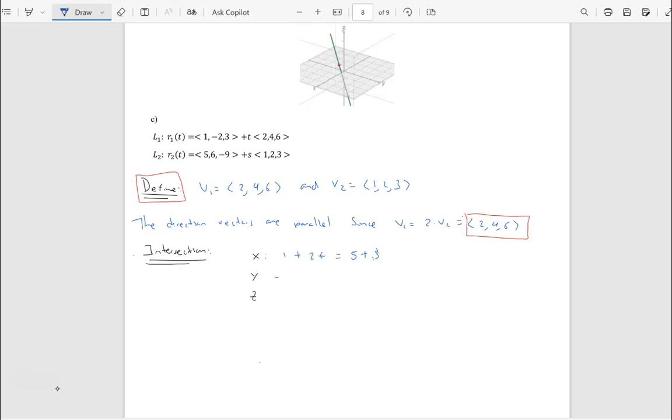Your y's are going to be negative 2 plus 4t. This is equal to 6 plus 2s. And then your last one is 3 plus 6t. This is equal to negative 9 plus 3s. And then we're looking at equation number 1, 2, and 3.